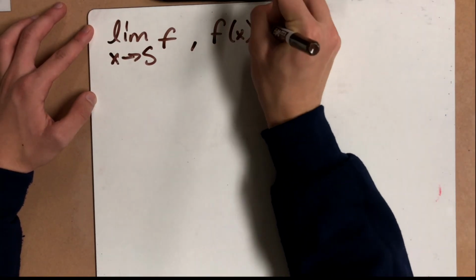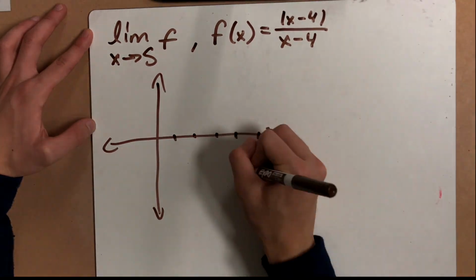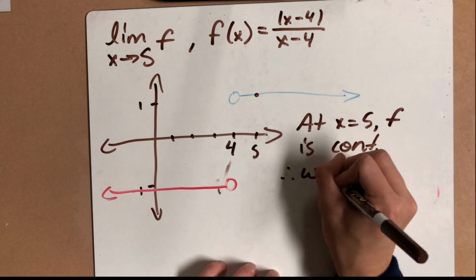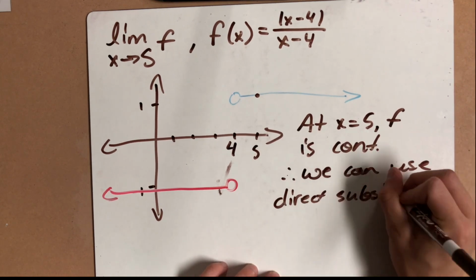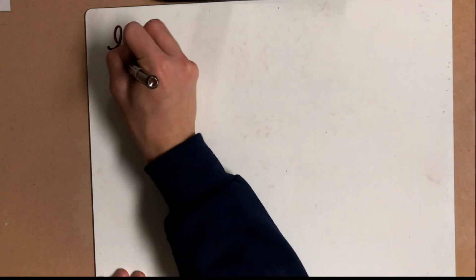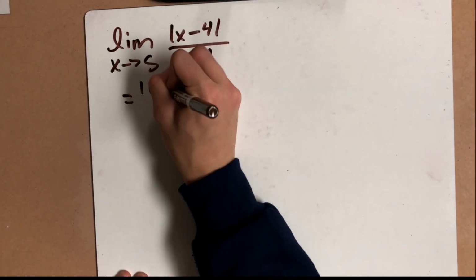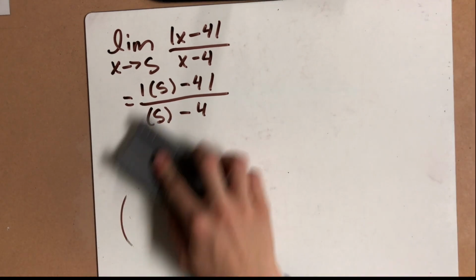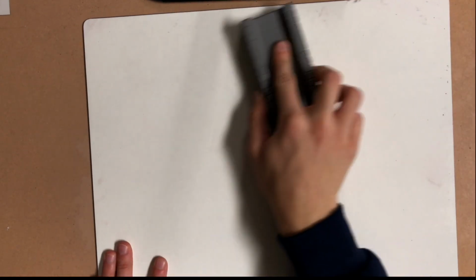Next, let's find the limit of f as x approaches 5. Since x does not equal 4, we can use direct substitution to find the limit. Using direct substitution, we plug 5 in for x and solve it out, getting 1. This matches with our graph from earlier.